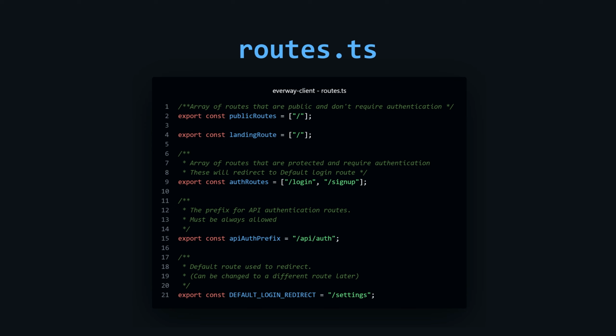And then again, we have the authorized routes, so slash login or slash sign up. And then we have our API auth prefix. That's just, again, making sure that's all okay and needs to be always allowed. And then we have our default route used for the redirect, and that is right now settings. But again, I can change this later. As you saw earlier in the video, I use this variable to call the redirect.